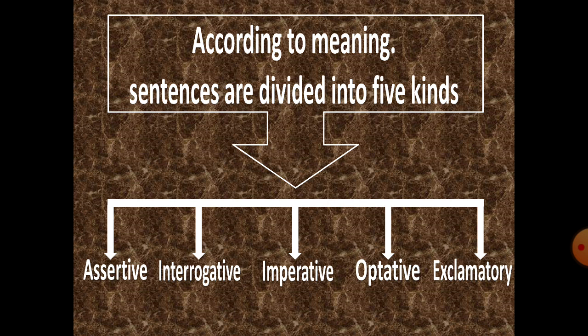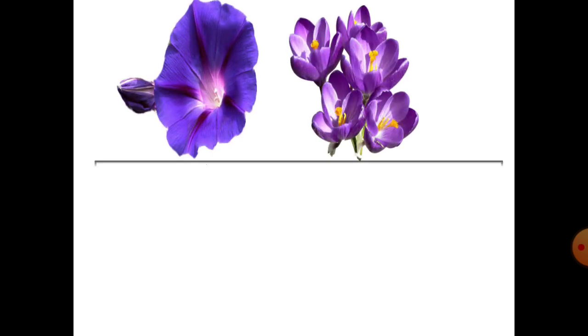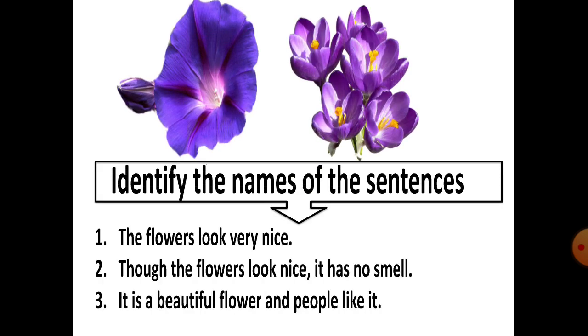Why am I saying according to meaning? Have you any query? Let's see. To find out why I am saying the kinds of sentence according to meaning. Let's see some examples here to understand why I am using meaning and why it is not only kinds of sentence.